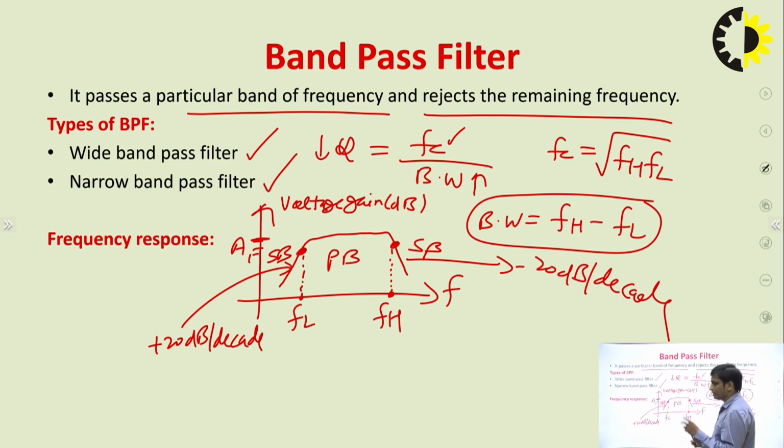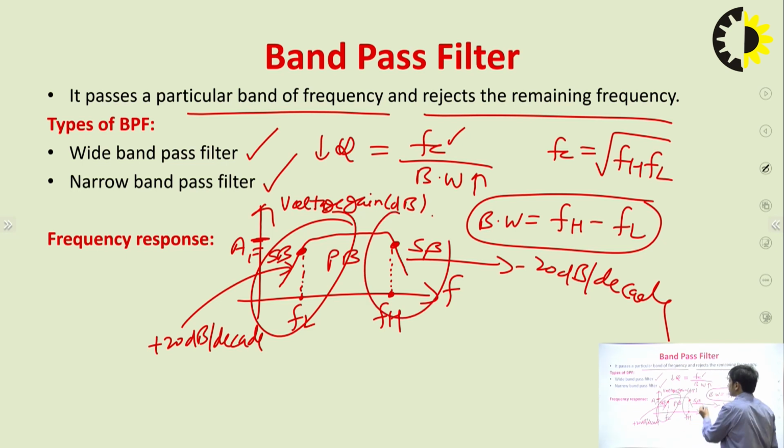One thing I want to mention here: this band pass filter, especially the wide band pass filter, you can design with the help of a first order high pass and a first order low pass filter. Now you can see that this portion is the frequency response of the first order high pass filter, and this is the frequency response of the first order low pass filter. So you can design a wide band pass filter by cascading the first order high pass filter and the first order low pass filter.